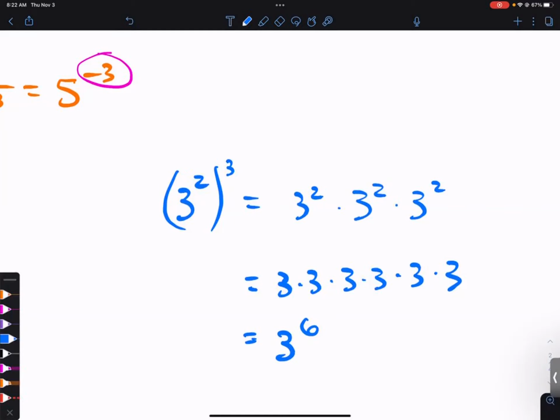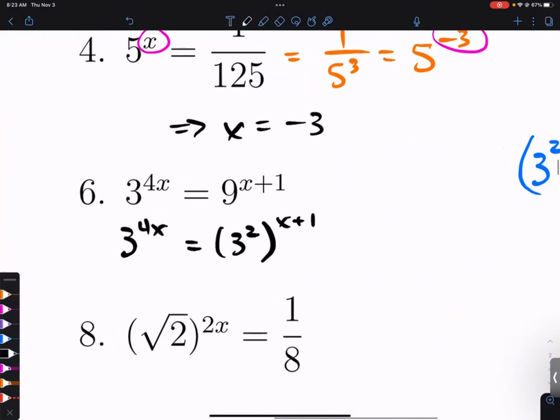So you multiply, which means this would be 3 to the 4x equals 3 to the 2x plus 2.